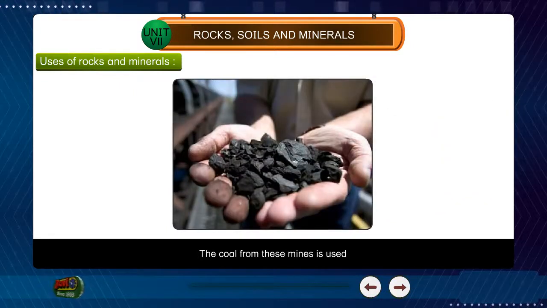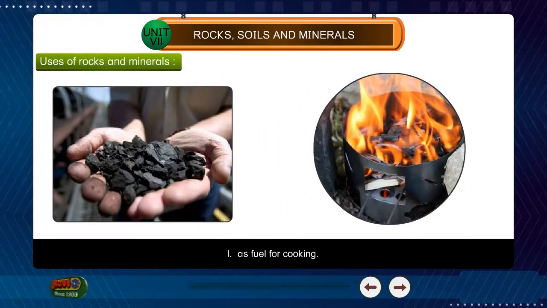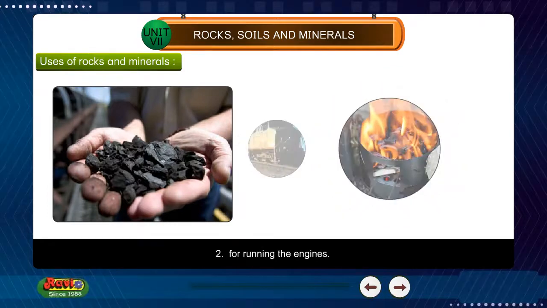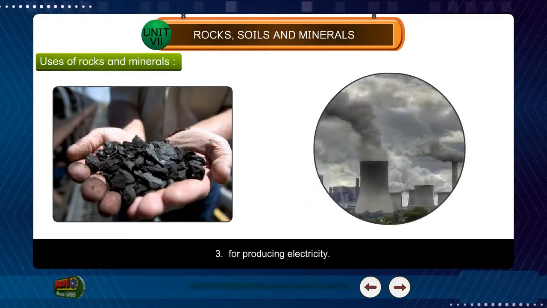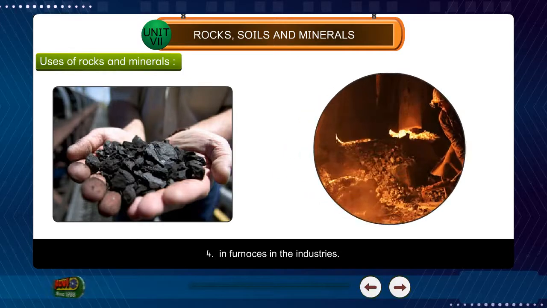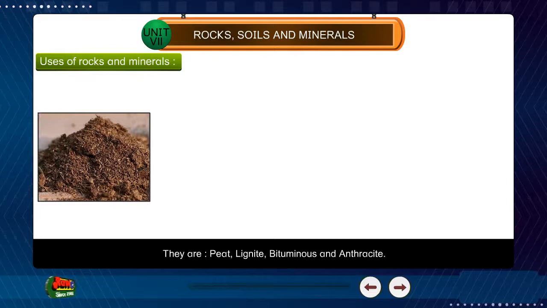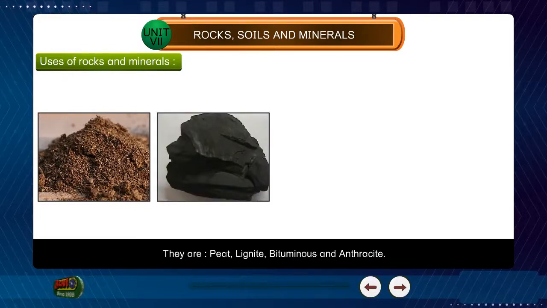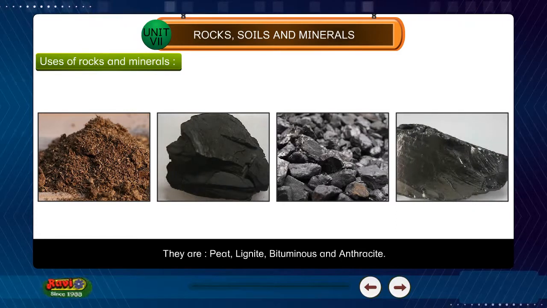The coal from these mines is used: 1. As fuel for cooking, 2. For running the engines, 3. For producing electricity, 4. In furnaces in the industries. Coal occurs in 4 kinds. They are peat, lignite, bituminous, and anthracite.